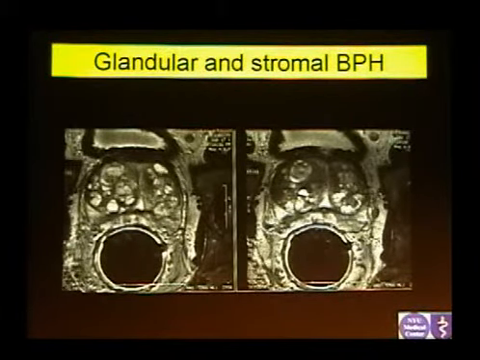This patient had bilateral cancer, but also had weird-looking BPH with bright and dark signal on T2. So the dark is usually stromal BPH or fibrous BPH. The bright signal is usually glandular hyperplasia. So you can have a mixture. You can have only bright or dark signal. And you can imagine that the cancer can be hiding somewhere here also or here. It's very hard sometimes.